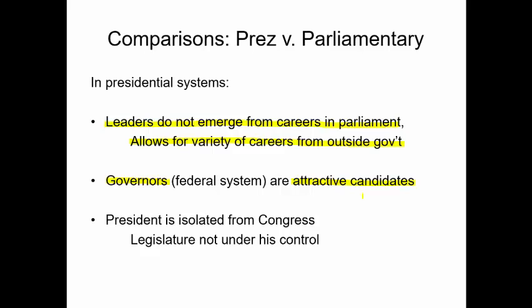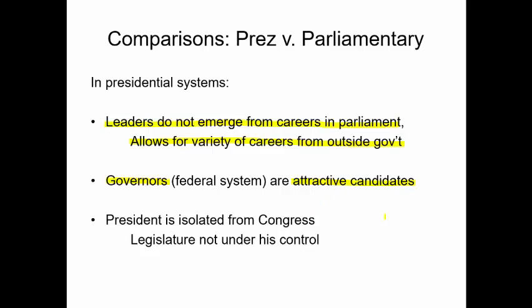We've seen here in recent history, governors are attractive candidates for president because they've actually been the administrators of a very large governmental system, and so therefore they are perhaps more attractive or more suited to stepping up and being the administrator of another yet larger governing system.